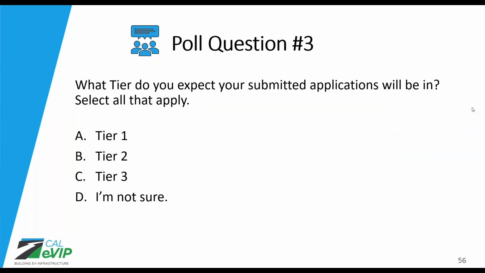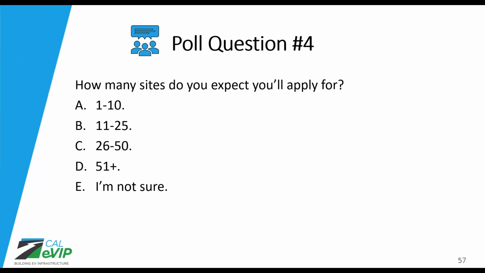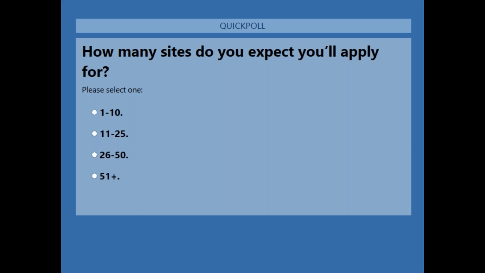But it looks like the majority of people, approximately 60%, are either tier 1 or tier 2. So that's looking good, but we have 45 days in order to get popped up into that tier 1 status. So that's looking great. And so next question, we have one more poll question for you. How many sites do you expect you'll apply for? 1 to 10, 11 to 25, 26 to 50, or over 51?